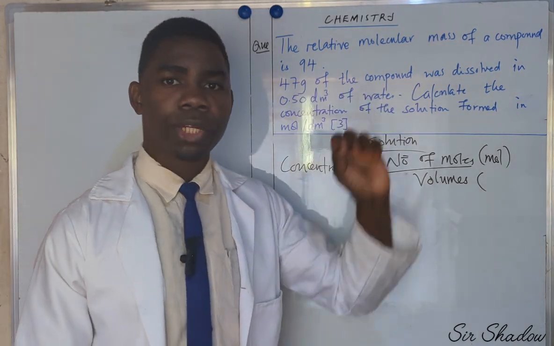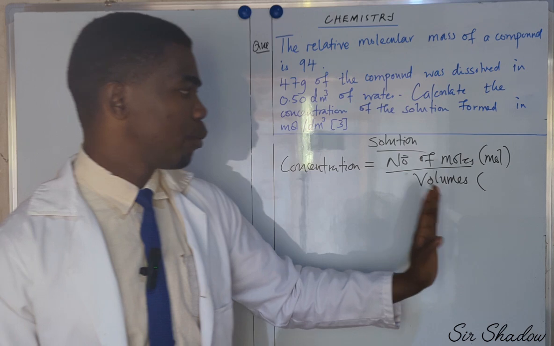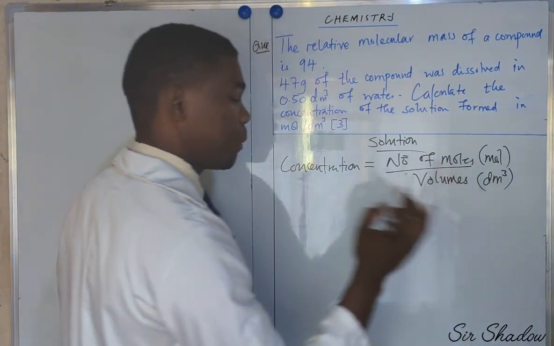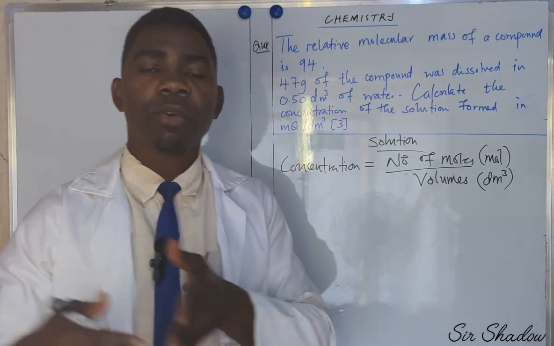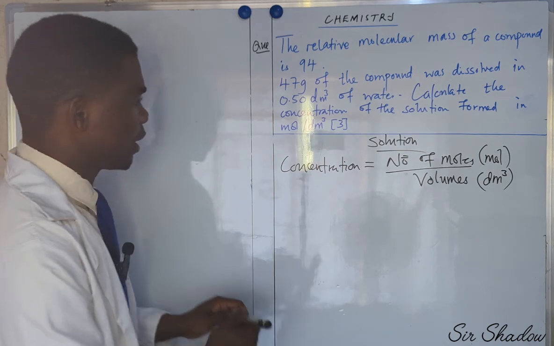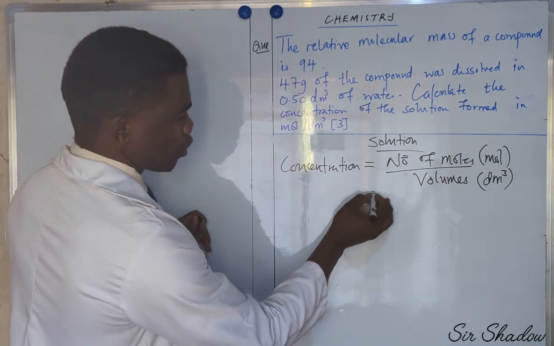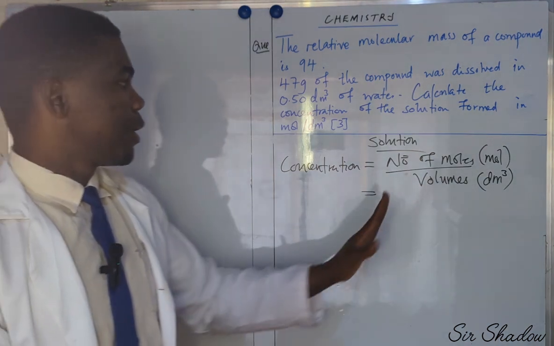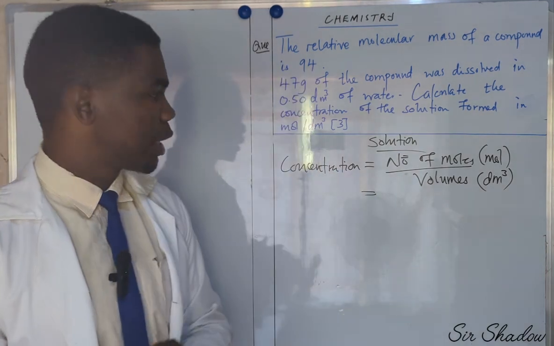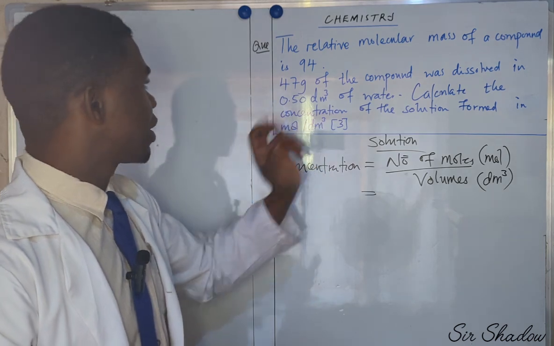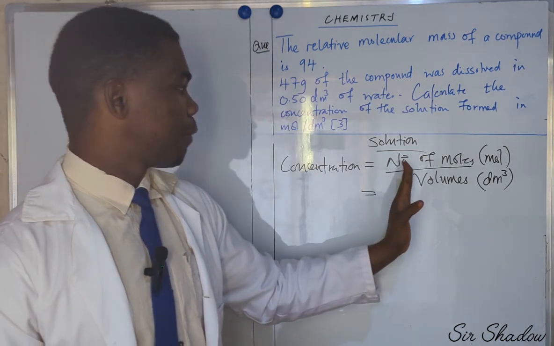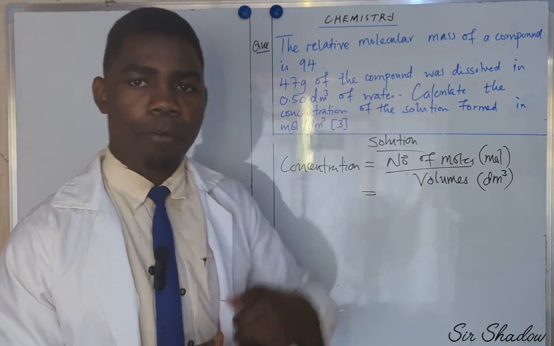We are given the volume of water, which is 0.50 dm3. The volume is always given in dm3; like I said before, if you are given your volume in cubic centimeters, you have to convert it into dm3. We want to calculate the concentration, which is number of moles over volume. But are we given the number of moles here? No, we are not. We are only given the volume, which is 0.50 dm3.